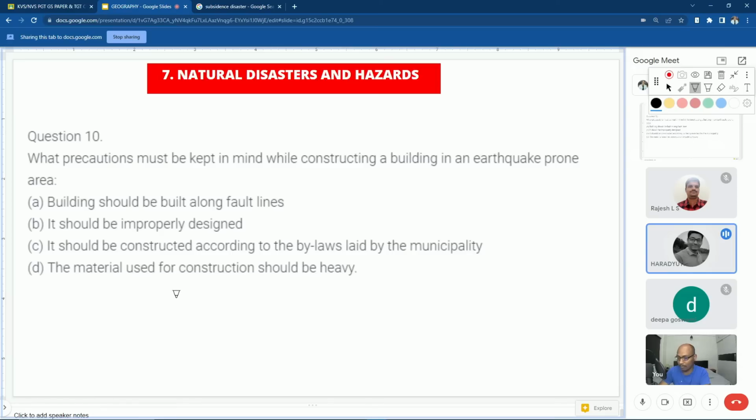Sir, what precautions must be kept in mind while constructing a building in an earthquake-prone area? Read the options. They should build along fault lines. It should be improperly designed. It should be constructed according to the bylaws laid by the municipality. The material used for construction should be heavy. It will be option C. Right. It should be constructed according to the bylaws laid by the municipality. The municipality knows the soil structure and the area, and if it is not followed and an earthquake comes, the building will collapse and there will be a loss of human life.